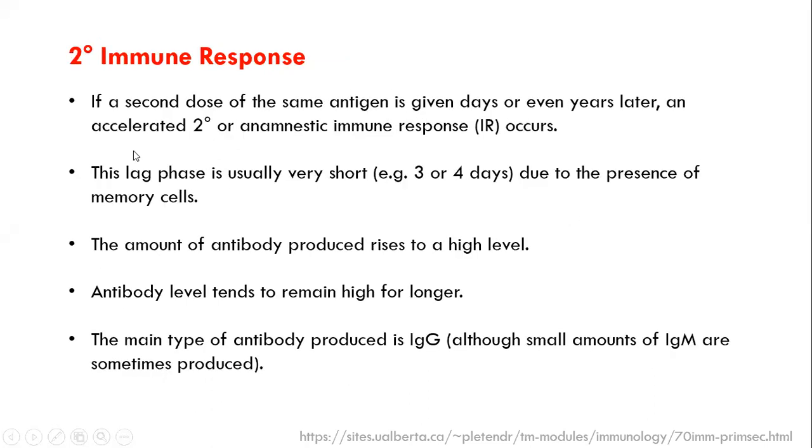In the secondary immune response, the second dose of the same antigen is given days or even years later. An accelerated secondary response, also called the anamnestic immune response, occurs. The lag phase is usually short due to the presence of memory cells. The amount of antibody produced is high, and the specificity is also high. Antibody levels tend to remain high for a longer time. You can detect them for longer in the body. So that is the primary and secondary immune response.